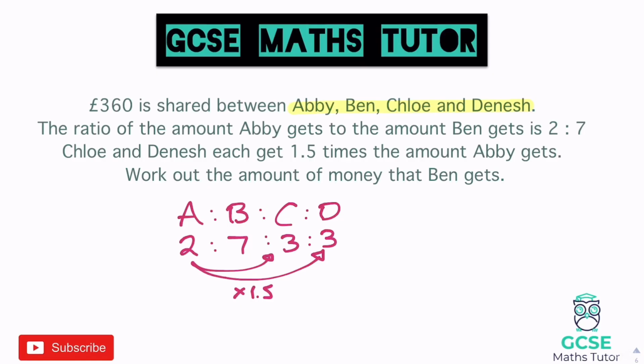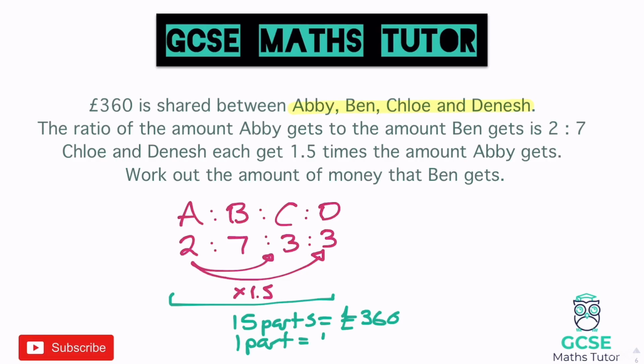The total of all those parts, if we add them all together, we get 15. So we've got 15 parts equaling £360. And then again, we can divide that by 15, and 360 divided by 15 gives us £24. So we've got that 1 part equals £24. There we go. And it says work out the amount of money that Ben gets. Well, Ben gets 7 of the parts.